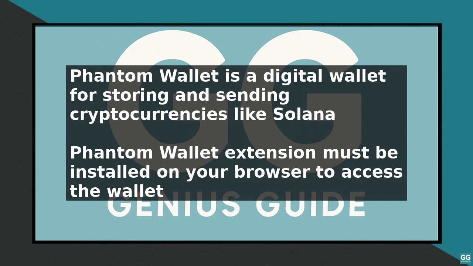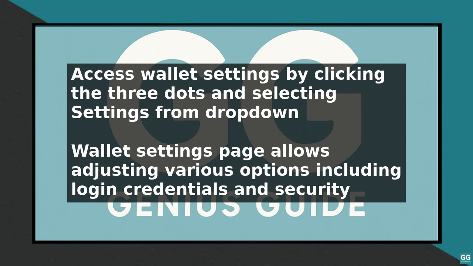To adjust your login, you will need to access the wallet settings. Click on the three dots in the top right corner of the wallet window and select Settings from the drop-down menu. This will take you to the Wallet Settings page, where you can adjust various options, including your login credentials.